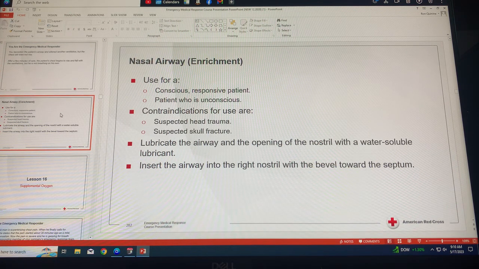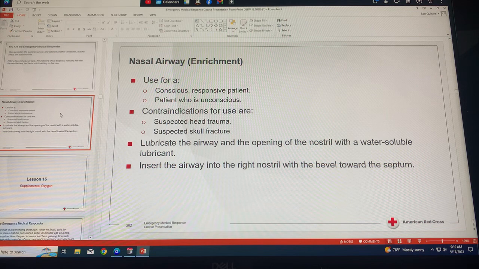Okay. Nasal airway. When properly positioned, the nasal airway keeps the tongue out of the back of the throat, thereby keeping the airway open. An NPA may be used on a conscious, responsive patient or an unconscious patient. Unlike an oral airway, the NPA does not cause the patient to gag. NPAs must not be used on a patient with suspected head trauma or a suspected skull fracture.